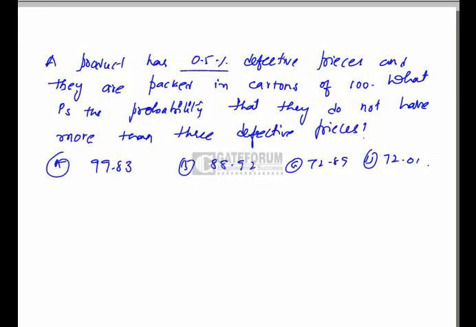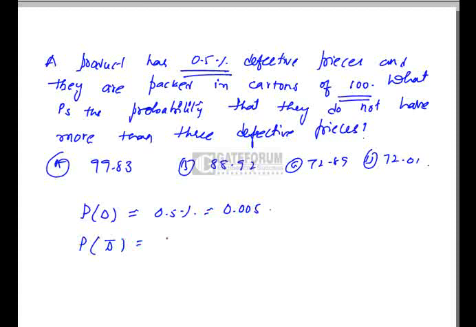A product has 0.5% defective pieces. Now all these pieces are packed in cartons of 100. Now we have to find the probability that they do not have more than 3 defective pieces. Now the probability of defective pieces is nothing but 0.5%, which is 0.005. Now what will be the probability of non-defective pieces? 1 minus this value. That is nothing but 0.995.